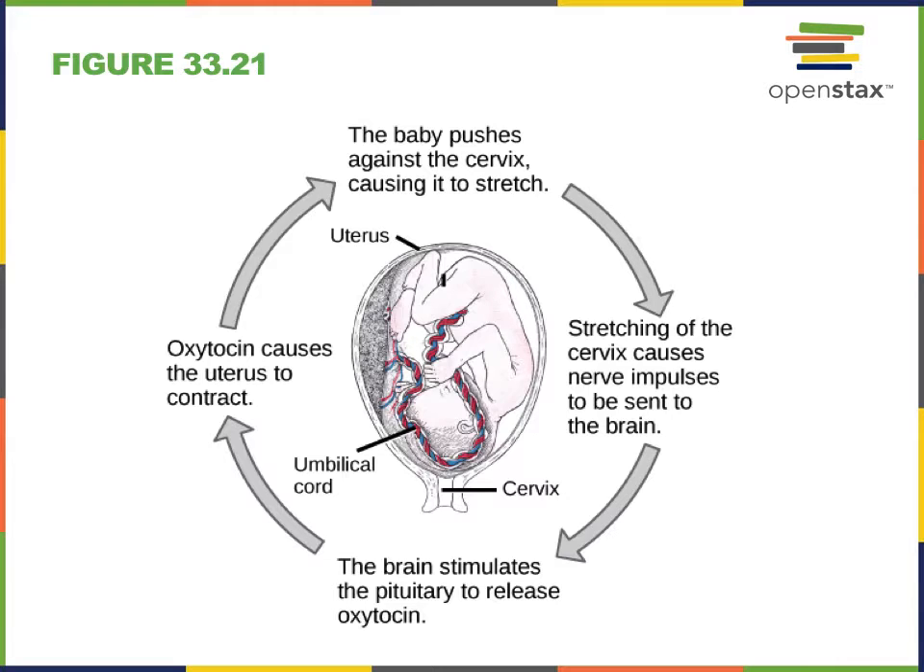So you have the baby pushing against the cervix, which causes it to stretch. That stretching of the cervix causes nerve impulses to be sent to the brain. The brain then will receive those impulses and release oxytocin. Oxytocin causes the uterus to contract, which causes the baby to push against the cervix even more. And then the stretching of the cervix continues, more oxytocin, until the baby is born, and so that is an example of a positive feedback loop.